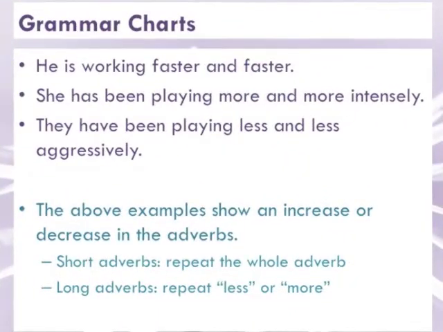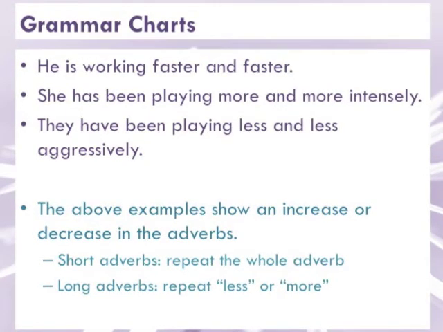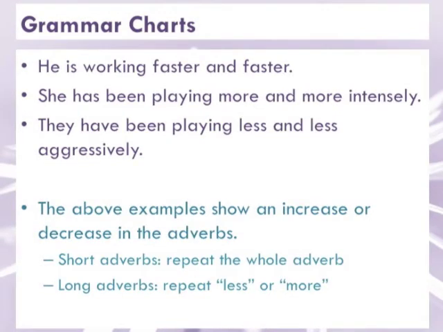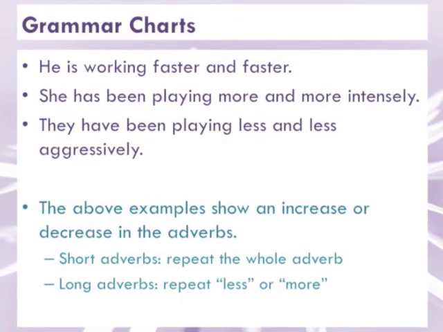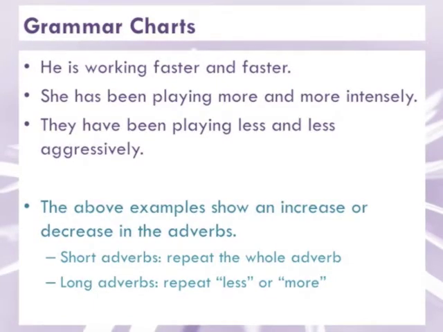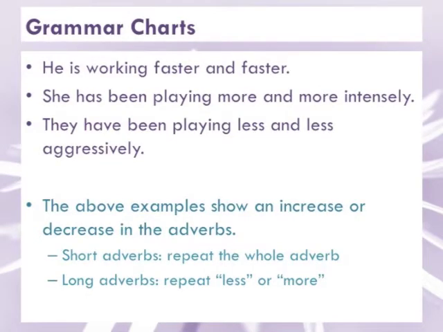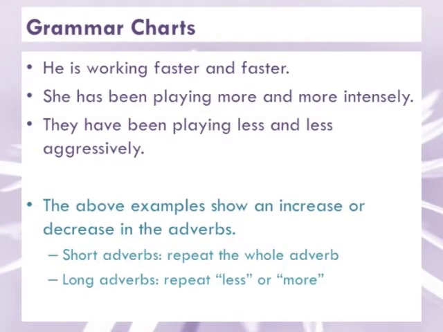Okay, so let's look at these sentences. He is working faster and faster. She has been playing more and more intensely. They have been playing less and less aggressively. Here, they're showing an increase or a decrease in the adverbs. So for short adverbs, you just repeat the whole adverb, faster and faster. If you have long adverbs, you repeat less or more, playing more and more intensely, or playing less and less aggressively. Go ahead and take a minute to study these.